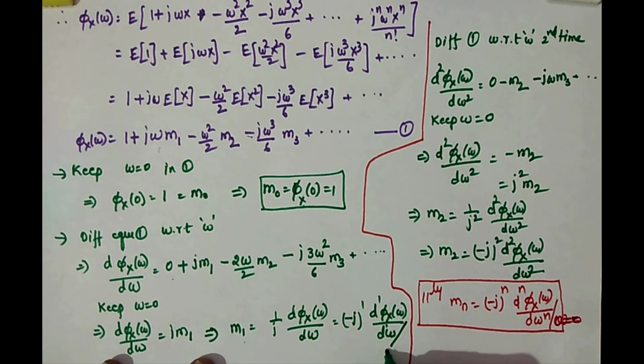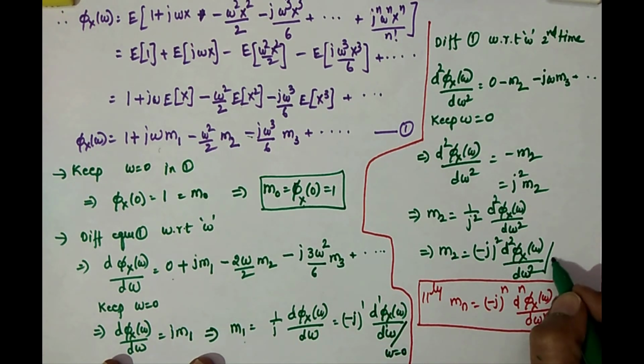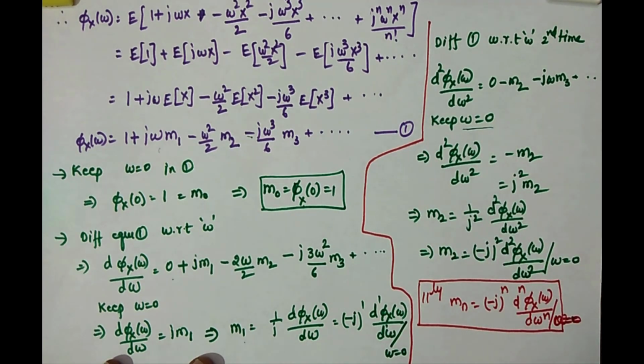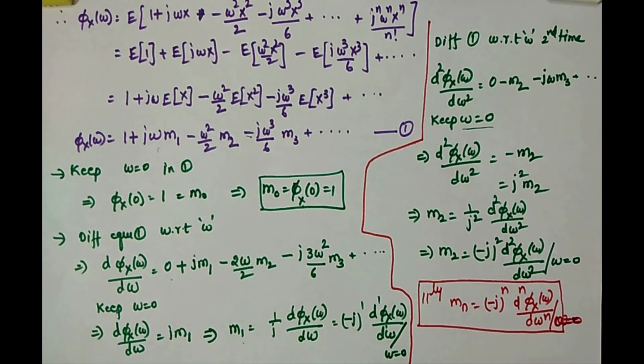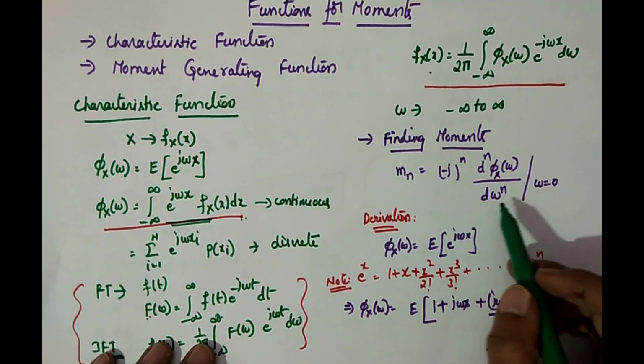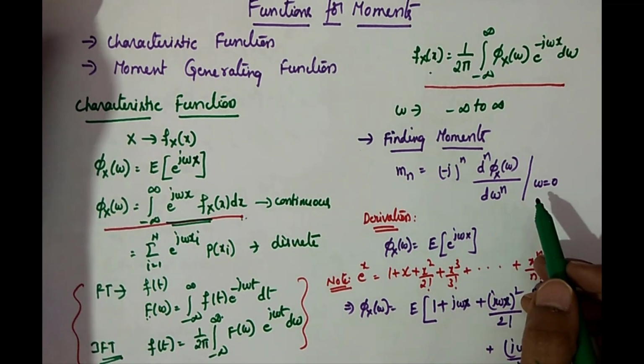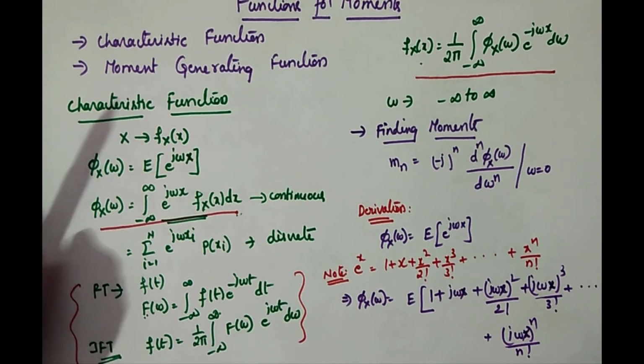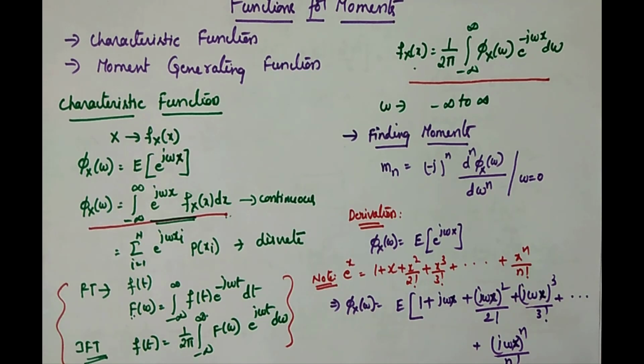Whether it is m1 or m2, don't forget this point: we kept omega equal to 0. Hence we derived this mn expression. So this is all the derivation. Once you go through the derivation carefully.